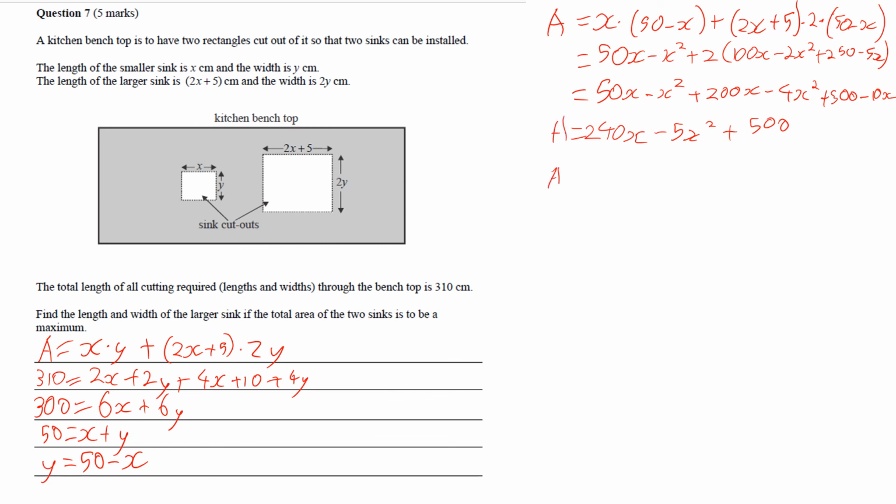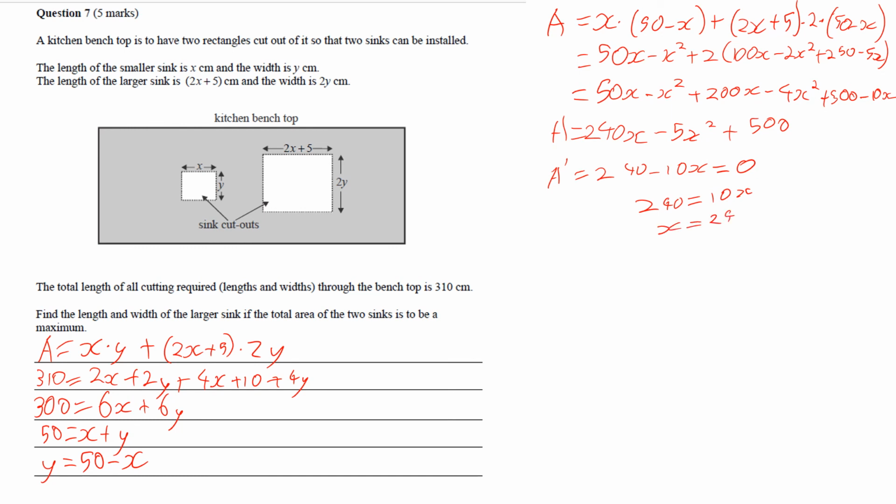So the derivative of my area is going to be 240 minus 10x. And we're looking for when this is a maximum. If we're going to be at a maximum, then the derivative must be 0. So 240 is going to be equal to 10x. So x is going to be 24.